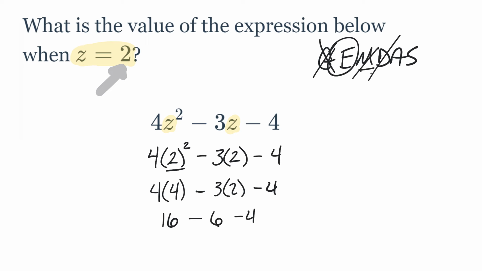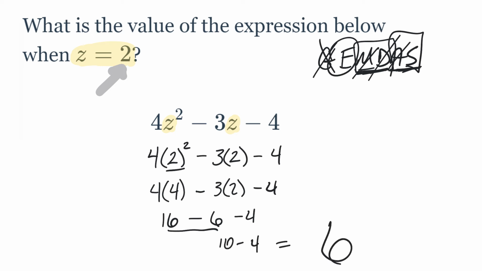We do not have division. We do not have addition. Now, multiplication and division happen simultaneously. So if division happens first, then you do division first. Adding and subtracting happen simultaneously. So if you have both, do the one that is left to right. That's the exception there. So we have 16 minus 6, which is 10. And 10 minus 4 is our answer, 6.